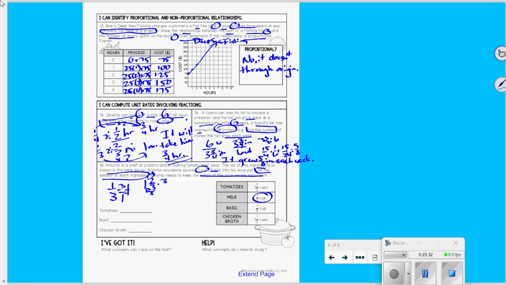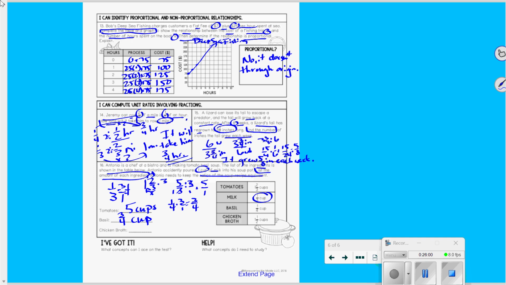So 3 times 1 is 3, plus 2 gives us 5/3 times 3 over 1. Personally, I would do reductions. Make it 5 over 1, so it is 5 cups. Please put the units. For the basil, it's going to be 1/4 times 3 over 1, or 3/4. That's going to be 3/4 of a cup of basil. Just for the record, that's a lot of basil.